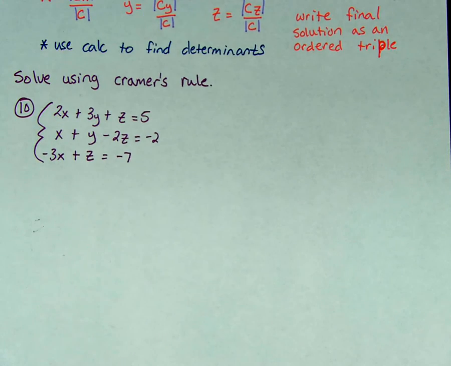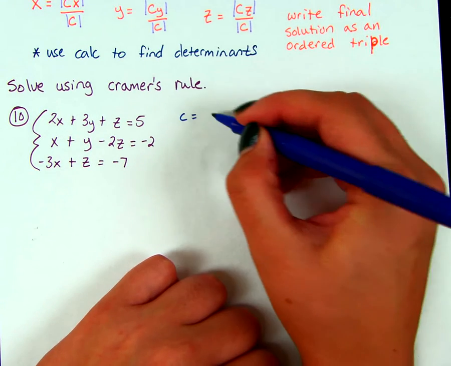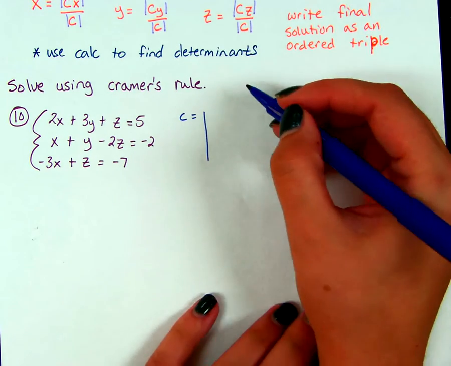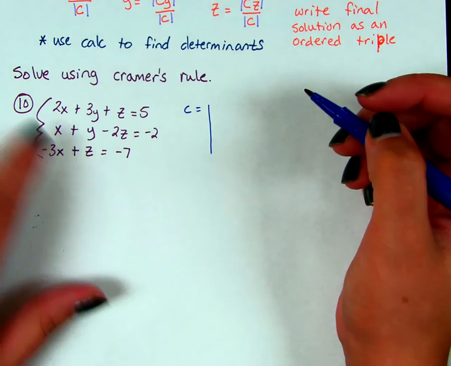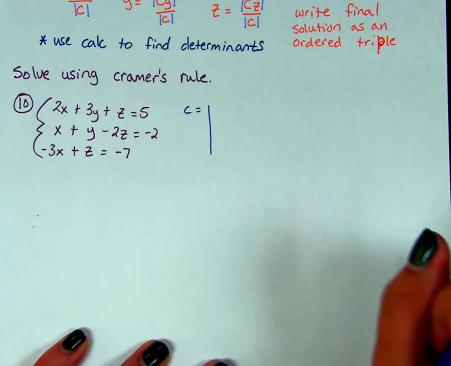Okay. So first thing, if we look at number 10, is we're just going to set up all 4 determinants, and then we'll calculate what those determinants are. So if we start with C, again, that's going to be our coefficients. Before we start, we also want to make sure that these are all in standard form, which they are, so we don't need to worry about that. But that is something that you should check.